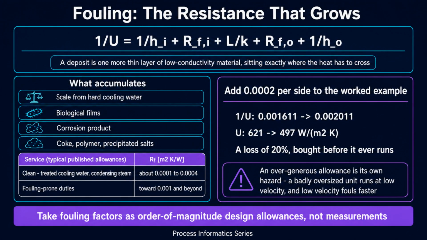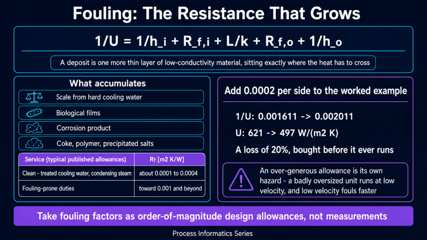Everything so far assumed clean metal. Real surfaces accumulate deposits: scale from hard cooling water, biological films, corrosion product, coke, polymer, precipitated salts. Each deposit is a thin layer of low-conductivity material sitting exactly where the heat has to cross, so it enters the sum as one more term on each side. These are the fouling factors, R_F in square meters Kelvin per watt, a design allowance for dirt the exchanger is expected to collect between cleanings.